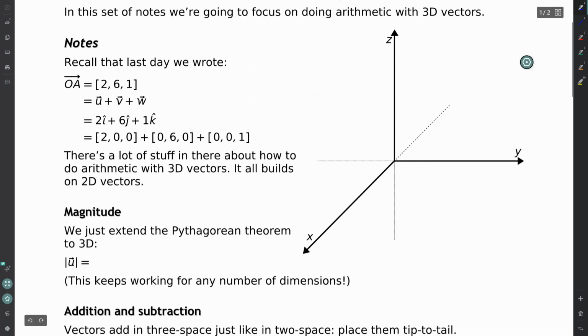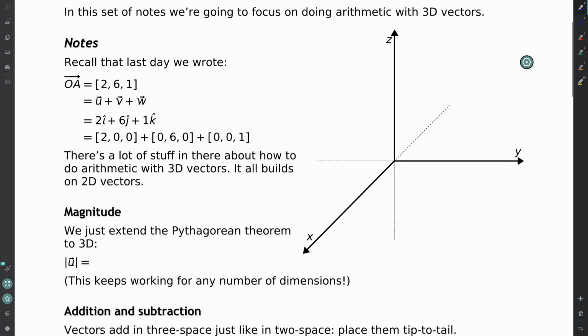Now last day, at the very end of the notes, we wrote that we could write a position vector for a point in Cartesian notation. We could split that up into rectangular vector components, which we labeled u vector, v vector, and w vector. And each of those could be written as scalar multiples of the unit vectors i hat, j hat, k hat. And then of course those rectangular components could be written in position vector notation as well. So there's actually a lot of stuff that's packed in there, and we're going to unpack some of that today.